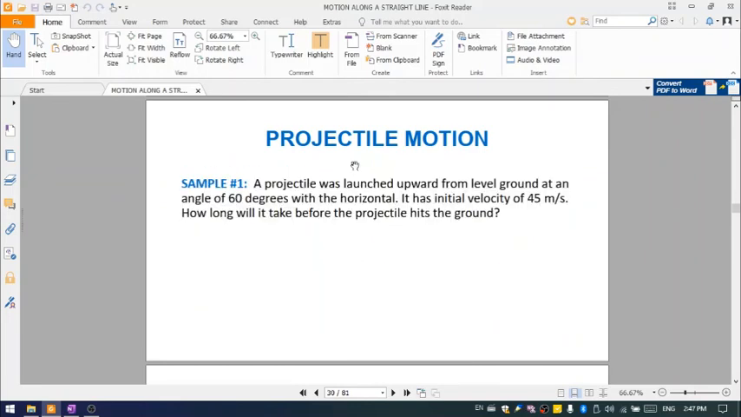A projectile was launched upward from level ground at an angle of 60 degrees with the horizontal. It has an initial velocity of 45 meters per second. How long will it take before the projectile hits the ground? But the question really here is, what should be the initial velocity, right? What would be the velocity on the impact? Okay, I get now. The questions that involve impacts, velocity impact.